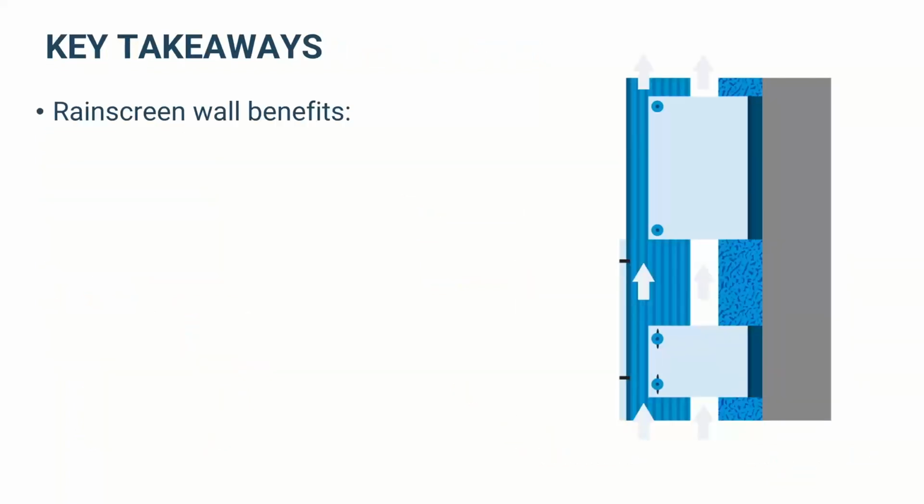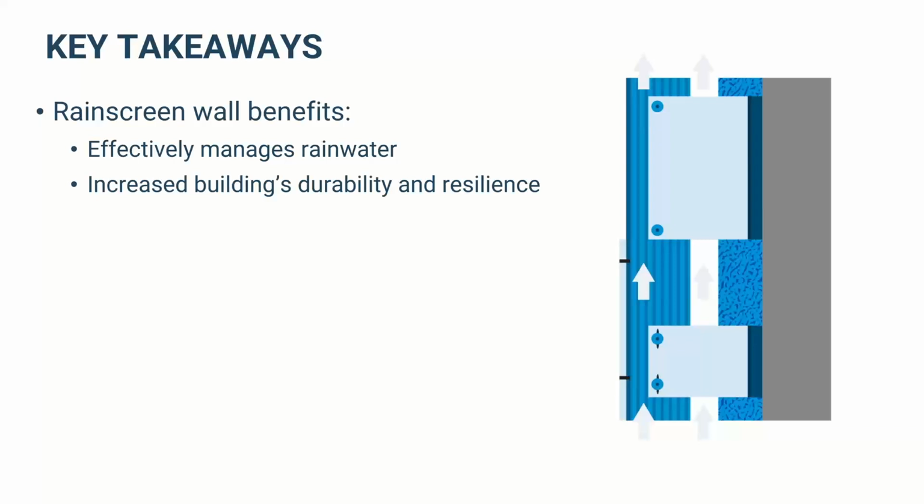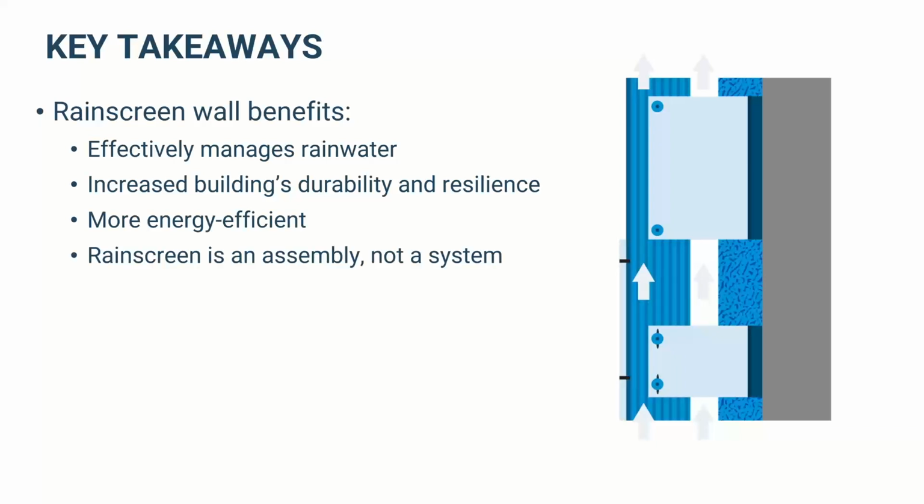Yeah, so some key takeaways here, and we'll have some time for questions at the end. Really, the main benefit is that it effectively manages water, which increases the building's durability and resilience. It allows for a lot of opportunities for exterior insulation, adding that energy efficiency component. It's an assembly, right? It's not just a system by itself, but the whole assembly that has to be put together.